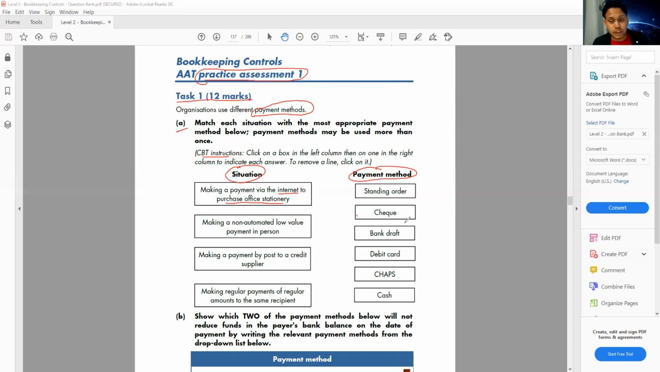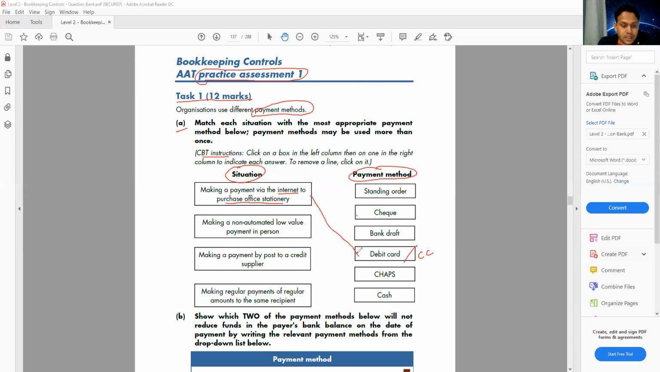Now obviously standing order and check cannot be the suitable way. The bank draft, we don't do it through online. The debit card is the best option. When you buy something from online, we can pay from our debit card. Now in the exam, if you don't have the debit card, they might give you the credit card. In this case, you can take the credit card as well, because from the credit card, you can still make a payment. So for this question, that will be our debit card.